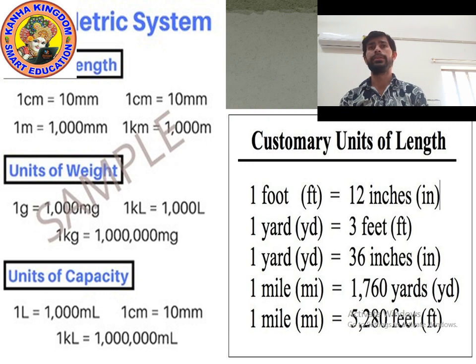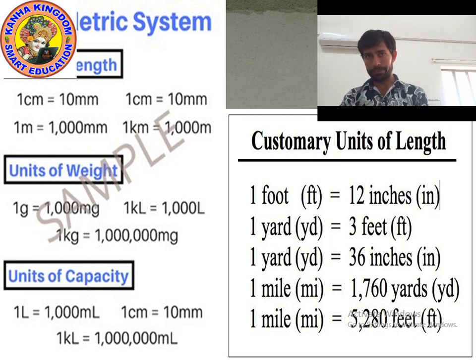1 centimeter is equal to 10 millimeter. 1 meter is equal to 1000 millimeter. 1 kilometer is equal to 1000 meter. You know that distance is measured in meter, centimeter, kilometer. So remember, 1 kilometer is always equal to 1000 meter, 1 meter is equal to 1000 millimeter, and 1 centimeter is equal to 10 millimeter. Okay.